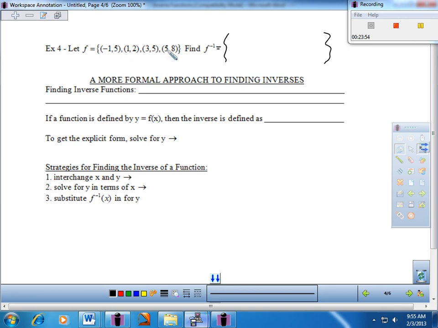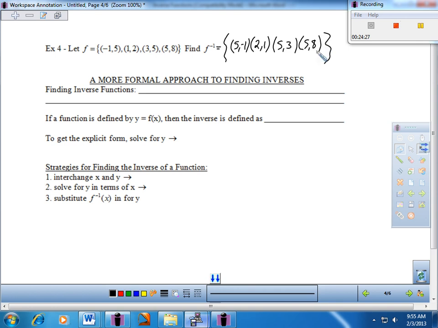And very simply, how is an inverse created? By switching all of the x's and y's. The inputs become the outputs become the inputs. So instead of (-1, 5), hey guys, (5, -1) is part of the inverse. Instead of (1, 2), it's (2, 1). (5, 3), and (5, 8).